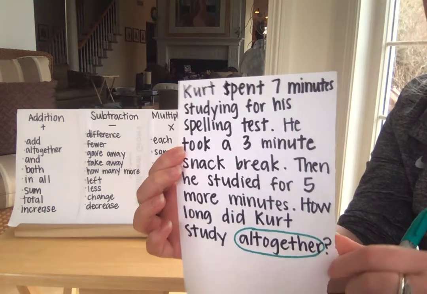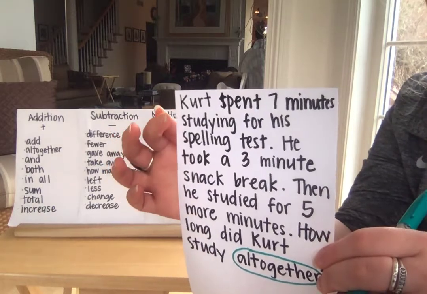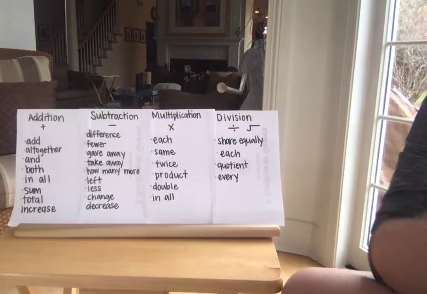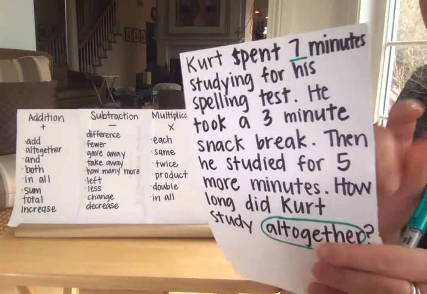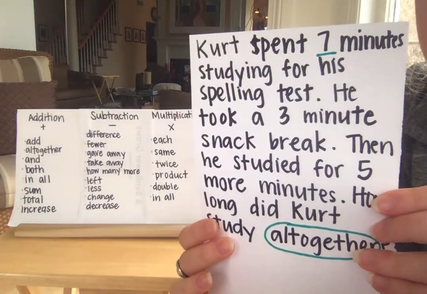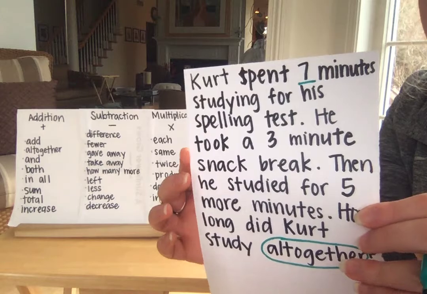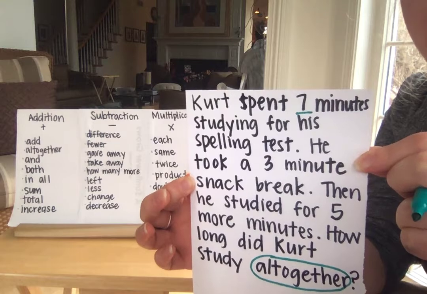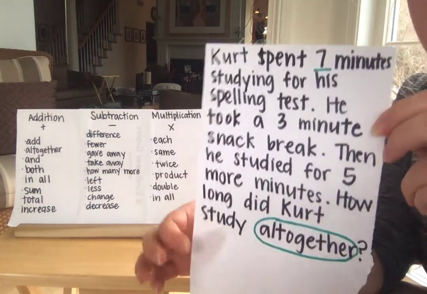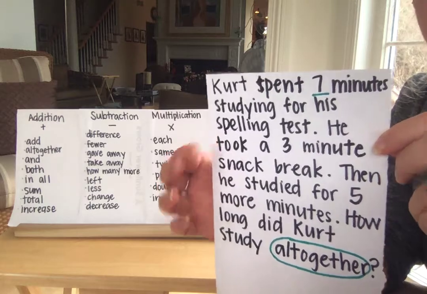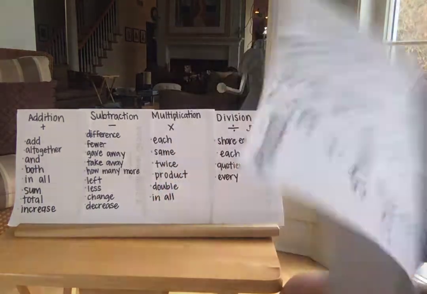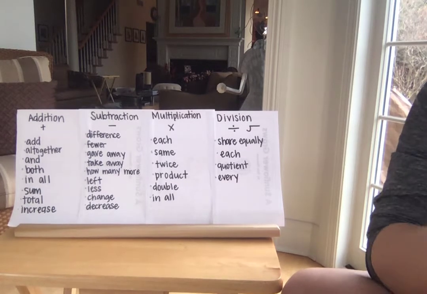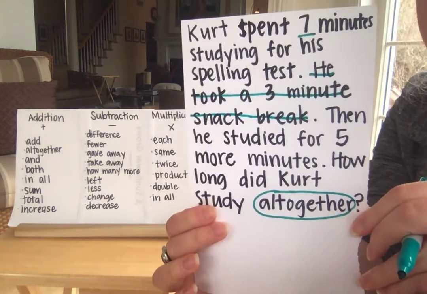So I need to underline my important numbers. The first sentence says, Kurt spent 7 minutes studying for his spelling test. That is time that he spent studying, so I'm going to underline 7. That's a number we're going to need to use. He took a 3-minute snack break. That's information that we don't need. That's that extra information because it's not telling us time that he spent studying. It's telling us time that he did something else. So with our extra information, I'm just going to cross it out so that it doesn't confuse us and we don't accidentally use that 3.